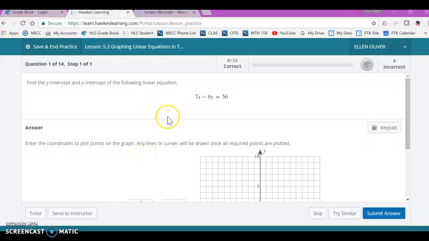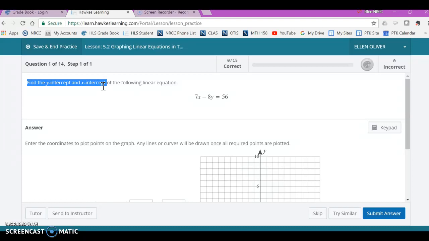Hi guys, here's a little video to help you with 5.2, graphing linear equations. And the big thing to do with 5.2 is to read the directions. There's multiple ways to graph these lines, but if you graph the correct line but you don't do it the way they told you to do it, you will get the problem wrong.